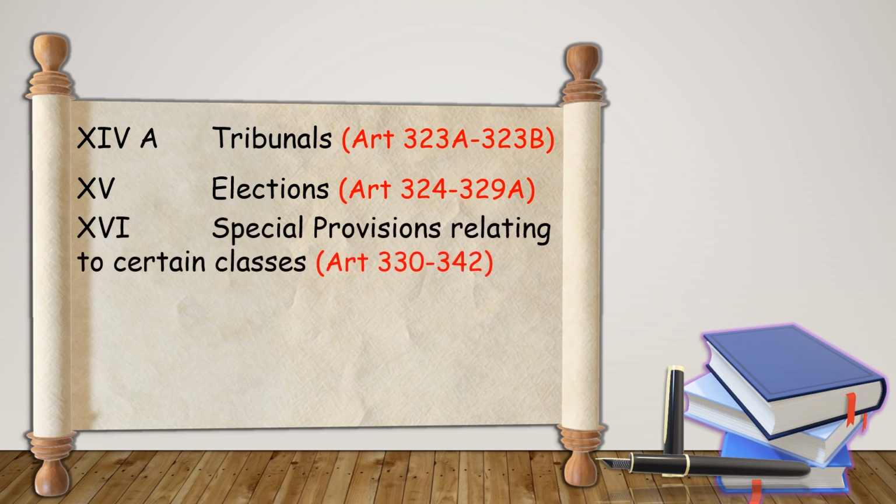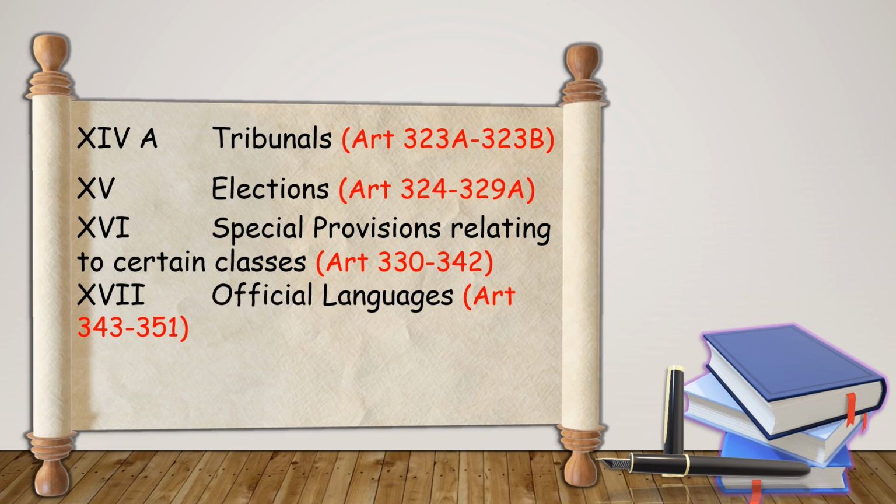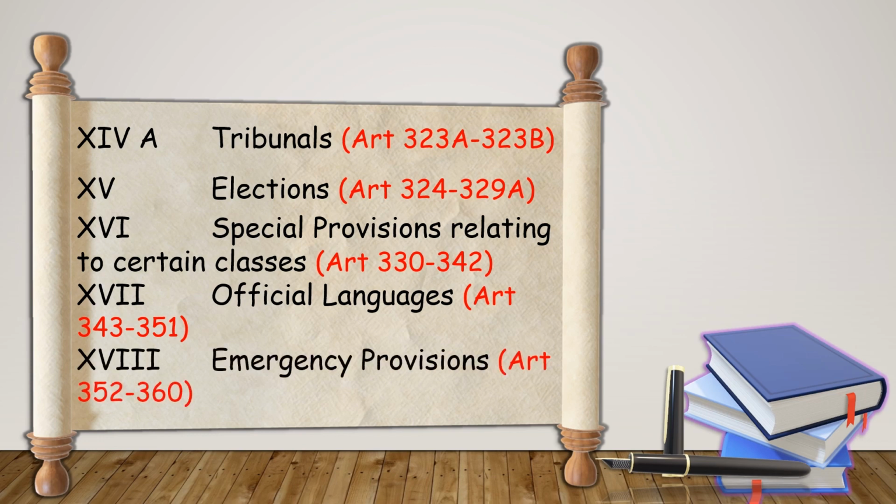Part 16 addresses the special provisions related to certain classes under Articles 330 to 342, outlining reserved seats and provisions for specific communities. Part 17, Official Language, discussed in Articles 343 to 351, recognizes the languages used in India for official purposes. Part 18 covers emergency provisions under Articles 352 to 360, enabling the government to tackle exceptional situations.